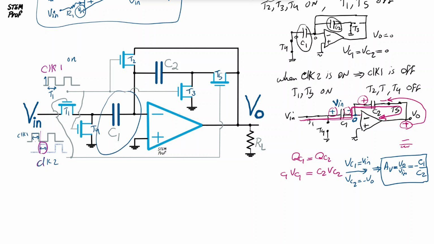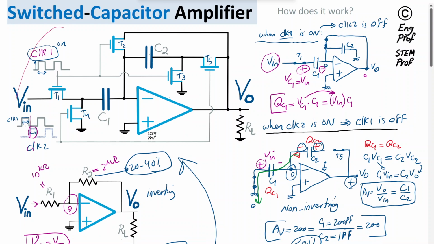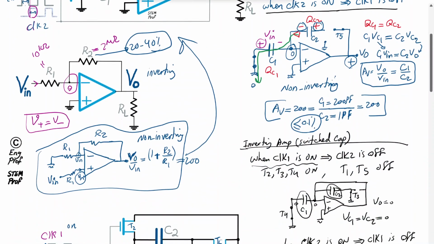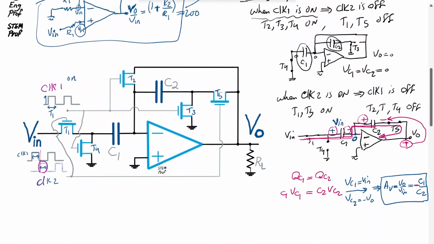So C1 over C2 still defines the gain, but the only thing is now with this adjustment in application of the clocks, we realize a negative gain here. So it's an inverting amplifier scenario. Okay, so now we understand that this circuit, with simple modification of how we apply clock 1 and 2 into the gates of T1 and T4, can be changed into an inverting or non-inverting amplifier circuit with the same absolute value gain, C1 over C2.